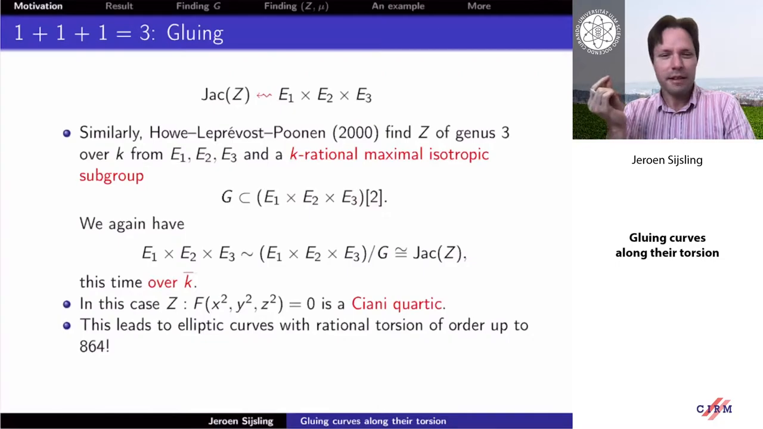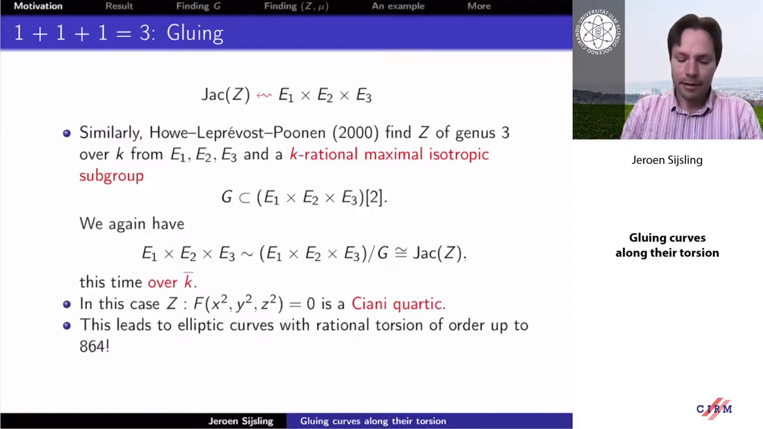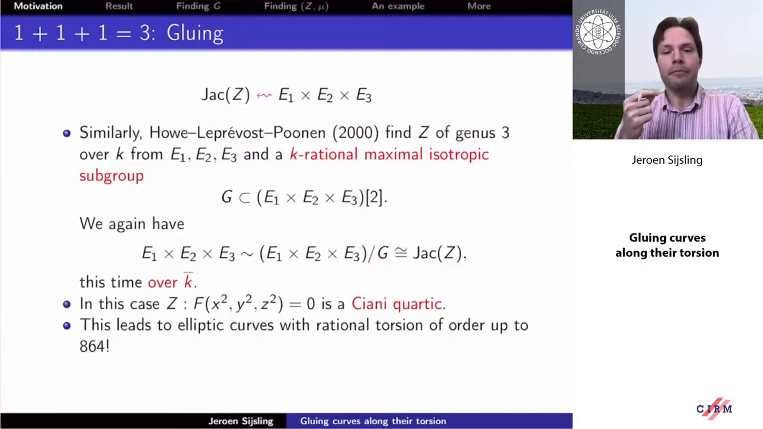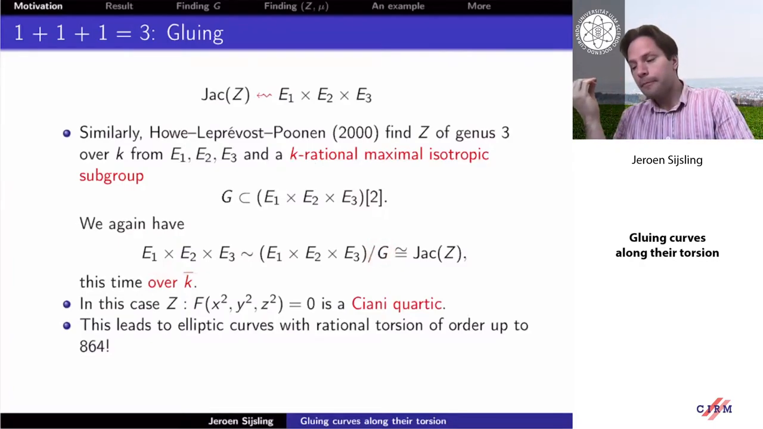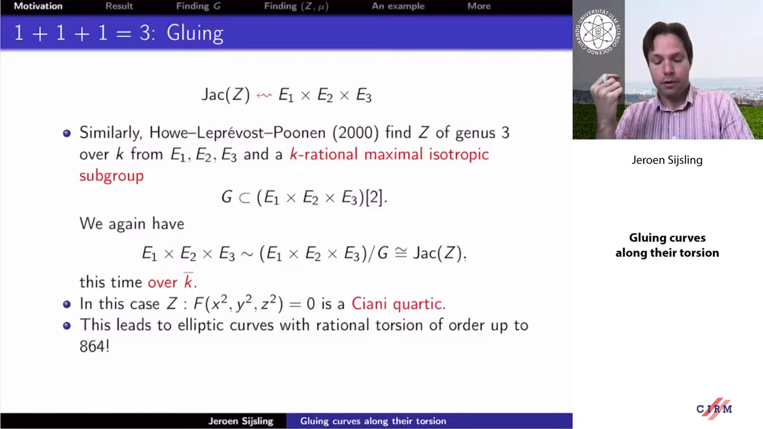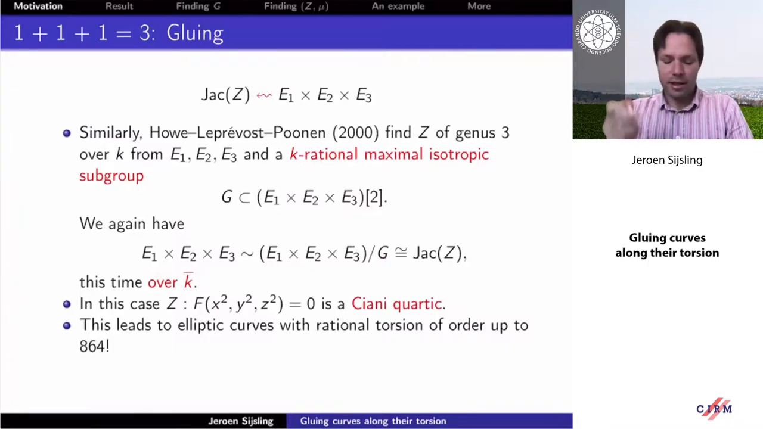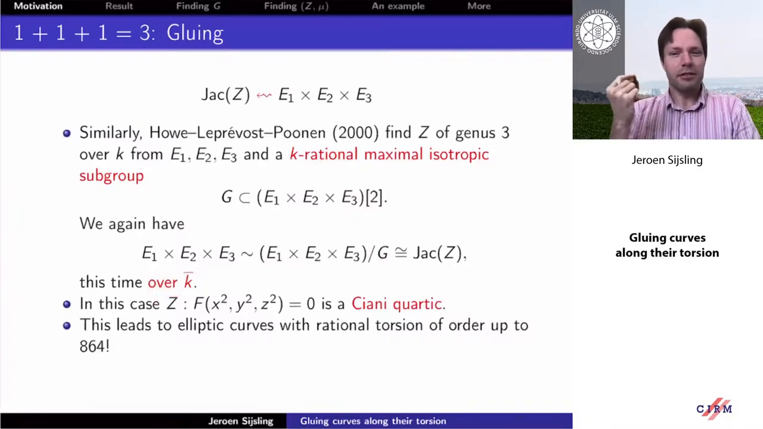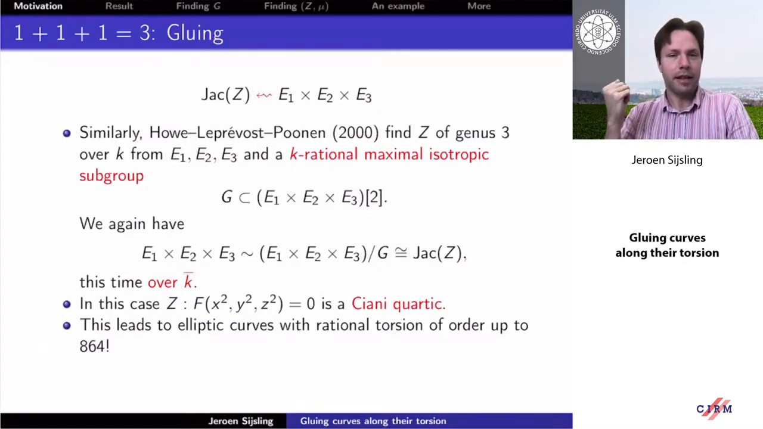We don't do it quite generally, but they look at the 2 torsion, and in there, they find a maximal isotropic group that is k-rational. And you play the same game. You look at this product, you divide out this group. You can hope it's a Jacobian over k, because the group is maximal isotropic, ensuring that this quotient is principally polarized, this small tool that you need, and it's k-rational. So the quotient is defined over k. You can hope it's a Jacobian over k, and it turns out to be a Jacobian. Just the problem is that in general, this only holds over k bar. It's a little technical obstruction, and we'll get back to that in detail later.